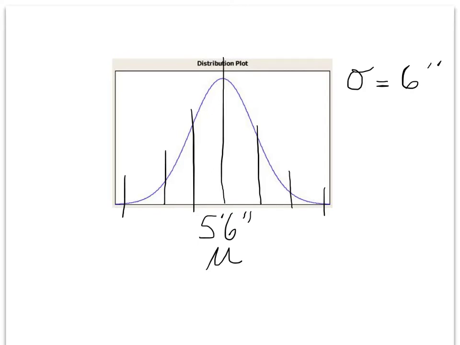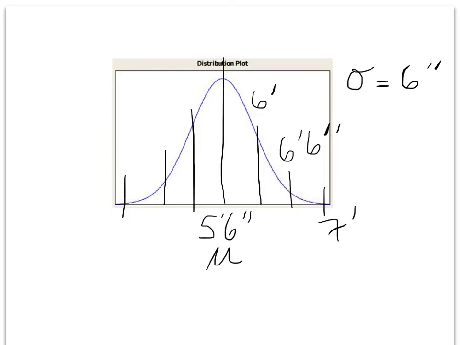So we're going to now label each section. One standard deviation above the mean, I'm just going to take 6 inches and add it to my mean, and that's going to give me 6 feet. I'm going to add on another standard deviation, so that's going to be 6 feet 6 inches. And then 3 standard deviations away from the mean is going to be at 7 feet.